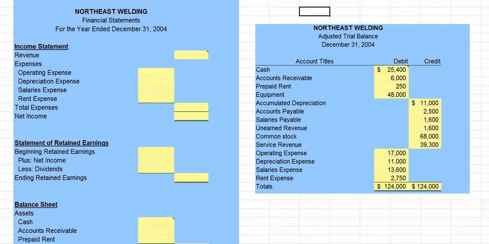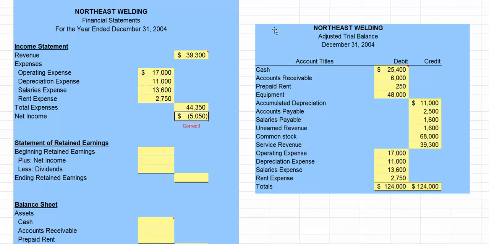Our revenues, we can tell from our trial balance for the year, were $39,300. We had $17,000 in operating expenses, $11,000 in depreciation expense, salaries expense of $13,600, and rent expense of $2,750, giving us total expenses of $44,350. Since this is more than our revenues of $39,300, we have an operating loss of $5,050 for the first year of our business.